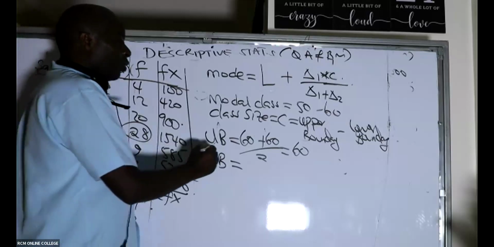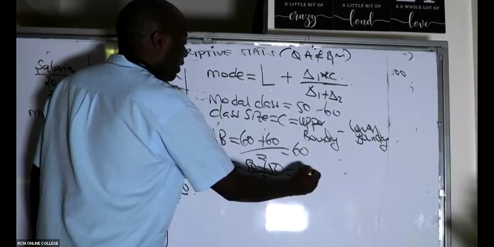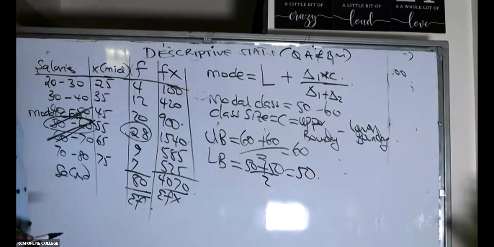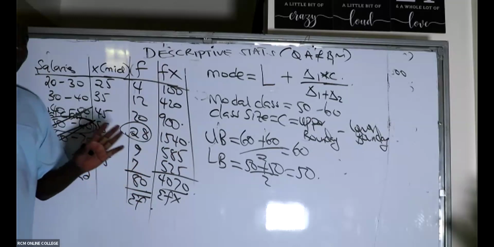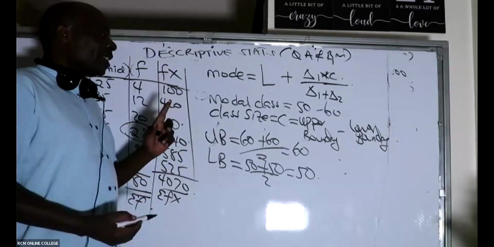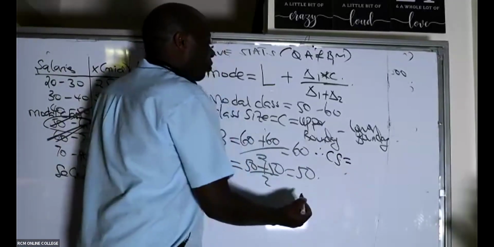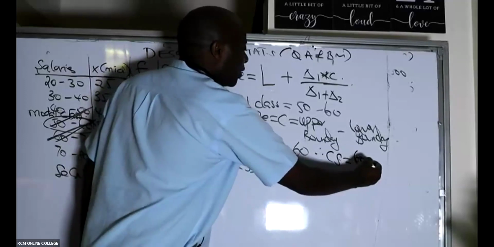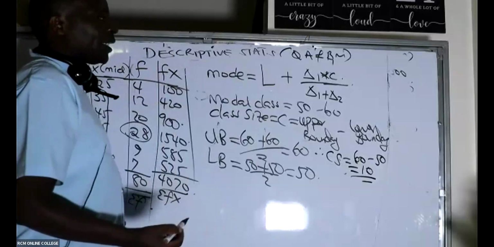So the lower boundary will be 50 plus 50, then we divide by 2, which gives me 50. Now, ladies and gentlemen, once you've been able to give me this upper boundary and lower boundary, then I'm sorted out big time, because now we'll be able to get my class size. Therefore, my class size will be 60 minus 50, which gives me 10.